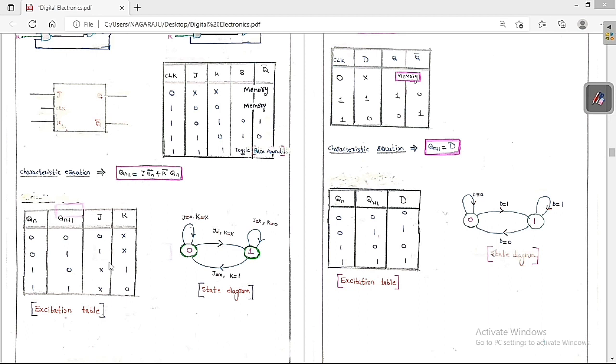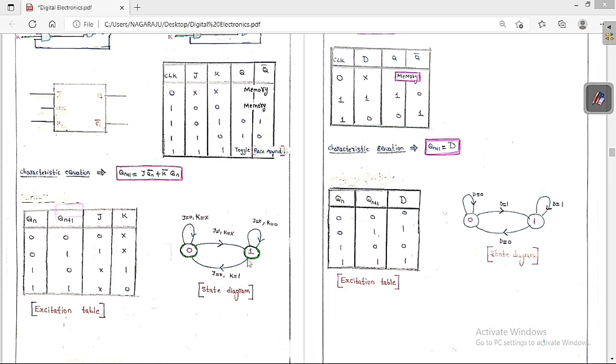Now if I want to represent it in a pictorial graph, we are going to represent it like this. Suppose the output is 0 and I want the same output 0 again, then we have to give J equal to 0 and K equal to X. By this input we are going to get the same output. If I want to change the output from 0 to 1, I have to give J equal to 1 and K equal to X. Suppose I want to change the output from 1 to 0, I have to give J equal to X and K equal to 1.